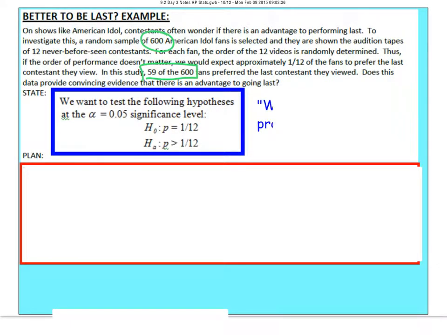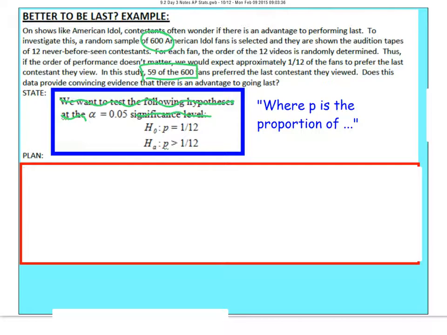Now, the only other thing you'd want to do somewhere is define what P is. It's going to be the proportion of fans that favor the last contestant, and that would be sufficient. You do not necessarily, I will tell you, have to state this right here. If you just had this information at a minimum, showing this and the definition of P, you'd be just fine.